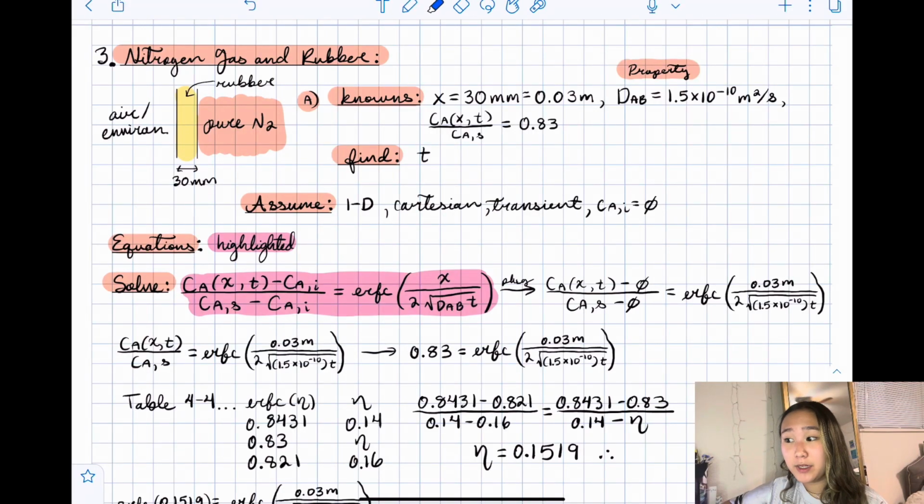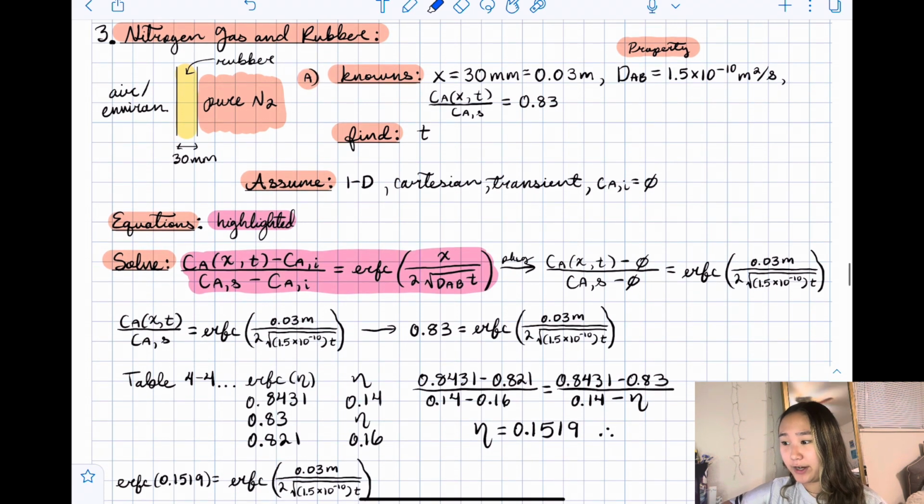So my third problem combines transient mass diffusion and then mass transfer with a membrane as well, and most of it was solved using Cartesian coordinates. Part A is where you have the transient mass transfer, because I asked everyone to find the time it'll take for the nitrogen to diffuse out to a certain concentration.